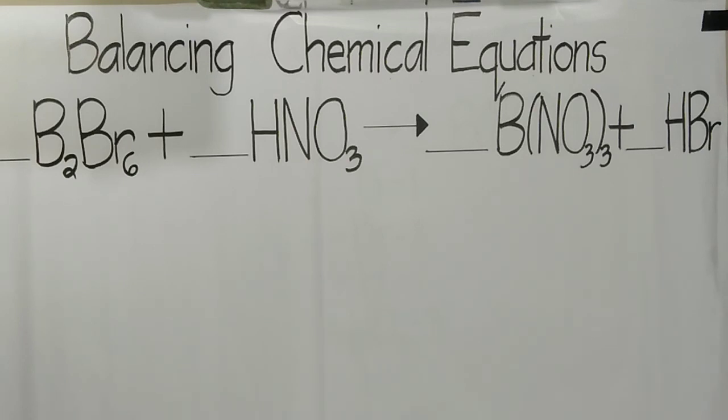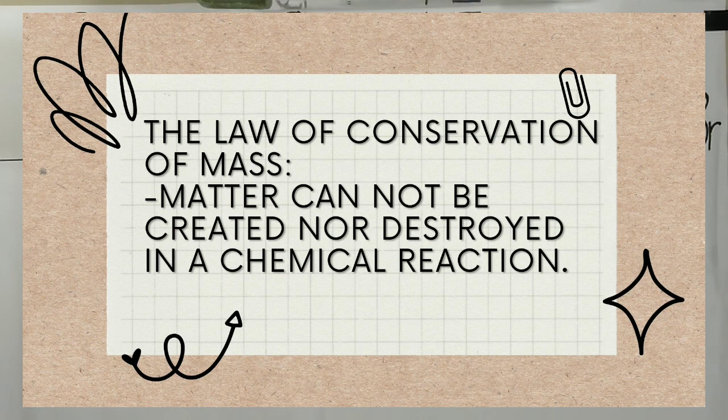Welcome to Chemistry Solutions. This video is only going to focus on how to balance a chemical equation. So you must know that in balancing chemical equations, the law of conservation of mass must be met, which states that matter cannot be created nor destroyed in a chemical reaction, because in a chemical reaction no atoms disappear and no new ones are formed. Therefore, chemical equations must be balanced.